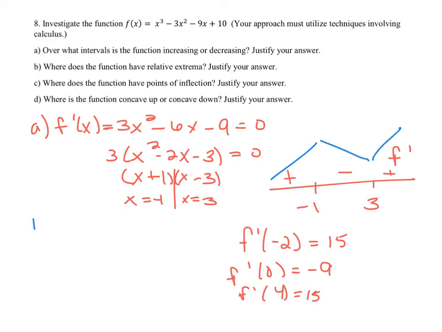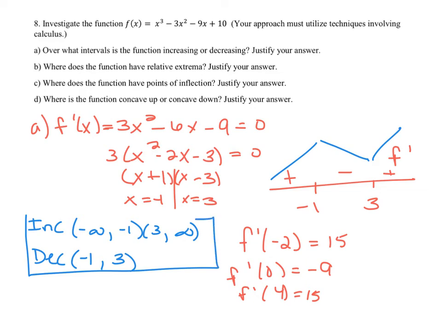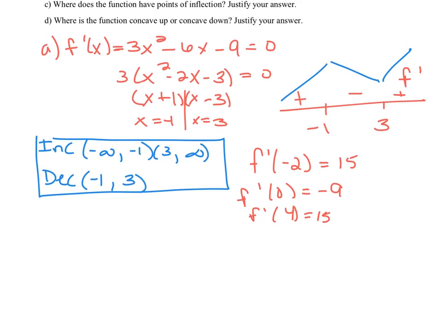So the interval that I'm increasing would be from negative infinity to negative 1, and from 3 to infinity. And where I'm decreasing would be from negative 1 to 3. So that's the first part. Now the second part says, where does the function have any relative extrema? And basically you can use the part A that you just did to find that. Well, you should know that I have a relative max and a relative min.